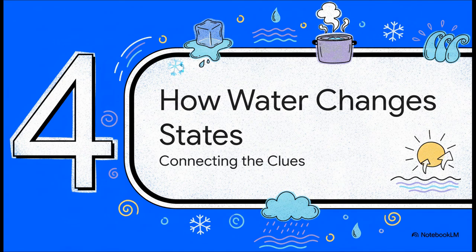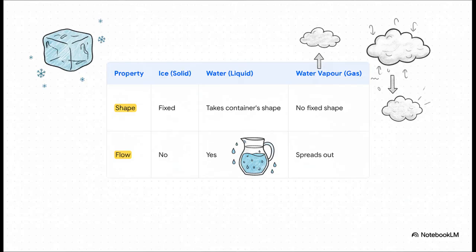All right, our investigation is really coming together now. We've seen ice turn into water, water turn into gas, and gas turn back into water. So now, let's connect all the clues and look at the big picture. This table is a super quick way to revise for your exams. It shows the main differences perfectly. See? A solid, like ice, has its own fixed shape. A liquid, like water, takes the shape of whatever container it's in. And a gas, like water vapor, has no fixed shape at all. It just spreads out everywhere.